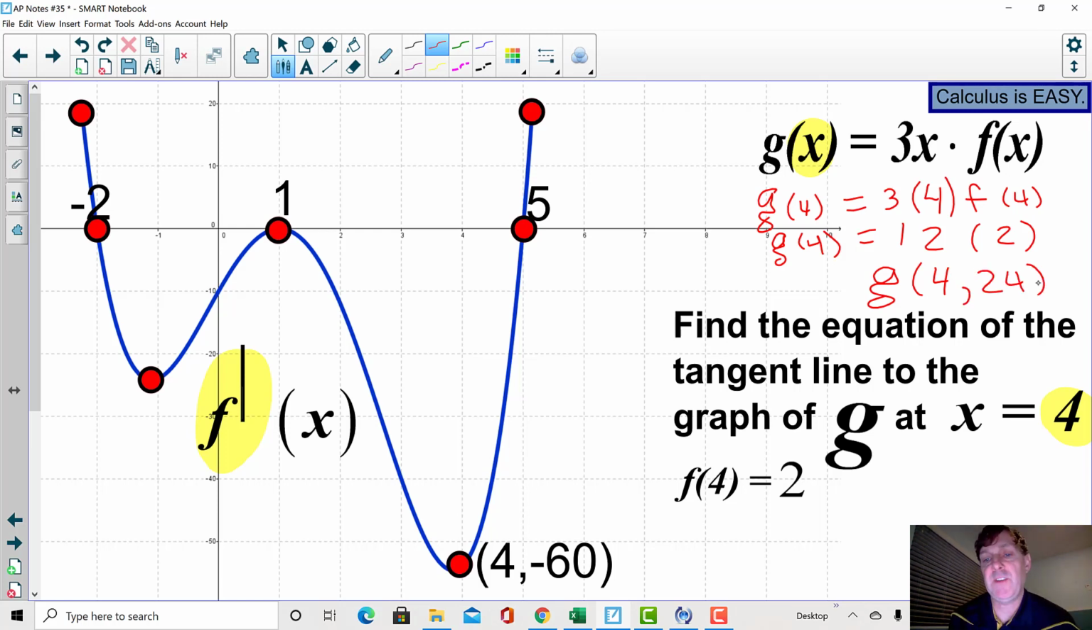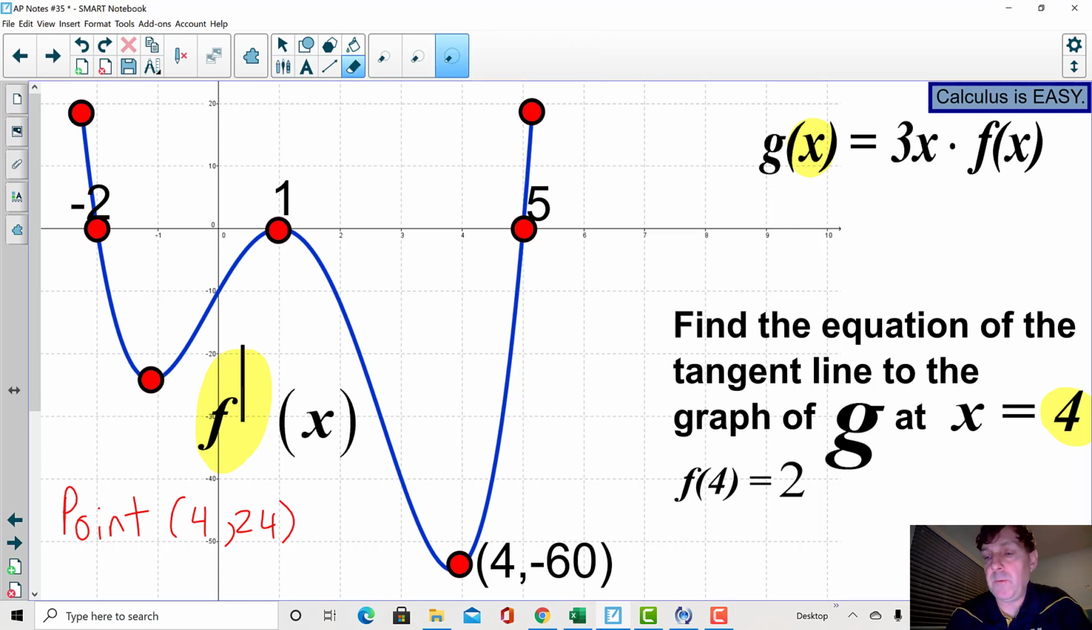So the equation of the tangent line that we're looking for is a tangent line on the graph of g. Okay, let me put my point over here in the bottom left. Our point is (4, 24). Remember, that's a point that lands on the graph of g. Okay, now all we need is the slope, and then we're done.